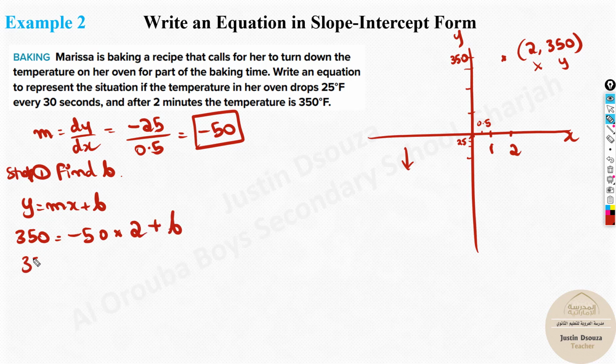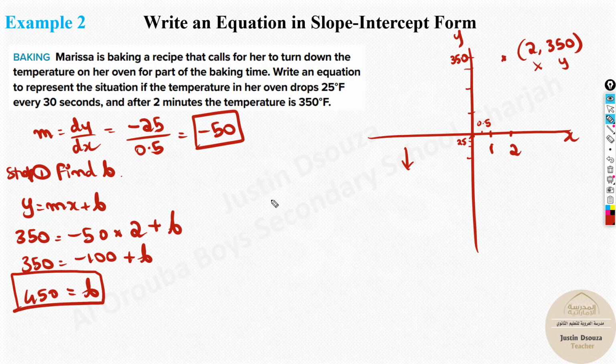Now this is 350 equals minus 100 plus b. Take this to the other side, it will be 450. Why? Because 350, when minus 100 goes to the other side, becomes plus 100. 350 plus 100 is 450 equals b. You found the y-intercept, that is b is 450.